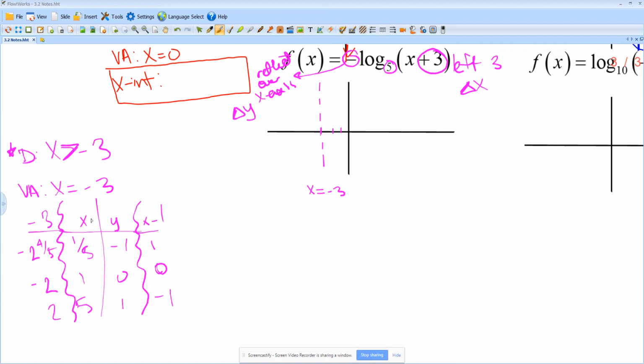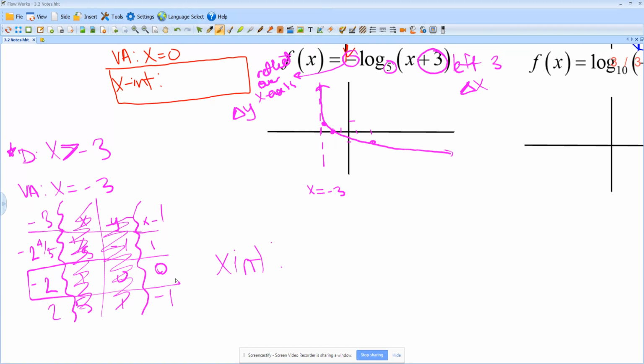So now looking at this table, these were the basic x values, the basic y values. I'm plotting the new x and y values. So -2 and 4/5, comma 1, -2, 0, and 2, -1. You can see here my logarithmic function goes like this. It's been flipped over from the original one because of that negative, and it's been shifted to the left 3 units. The x-intercept happens in this table, -2, comma 0.